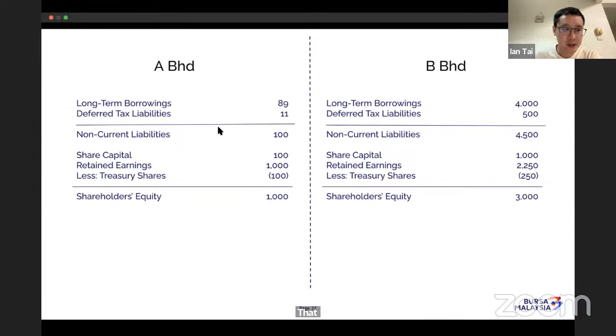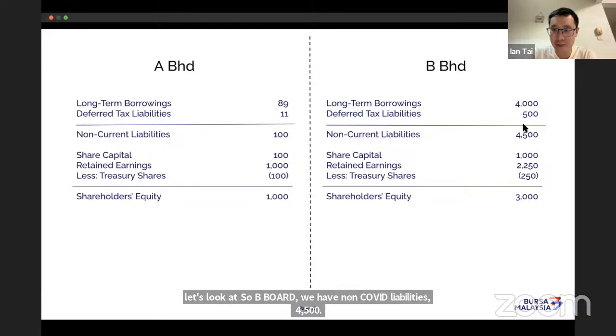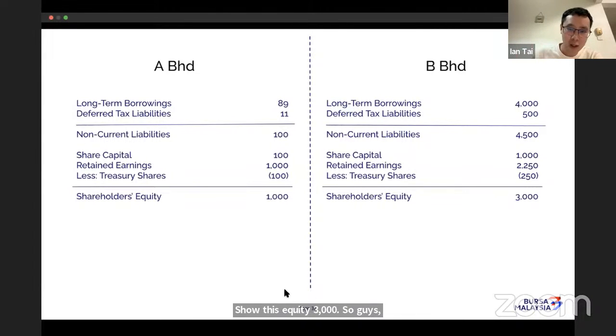So what you do is you take non-current liability, which for A Berhad is 100. You divide by shareholders' equity, which is 1,000. 100 divided by 1,000 times 100%. So you should get 10% in terms of gearing ratio. Okay. So that's for A Berhad. Now let's look at B Berhad. For B Berhad, we have non-current liabilities 4,500 and shareholders' equity 3,000. So guys, type in the chat box, what kind of percentage are you going to get when it comes to gearing ratio for B Berhad?